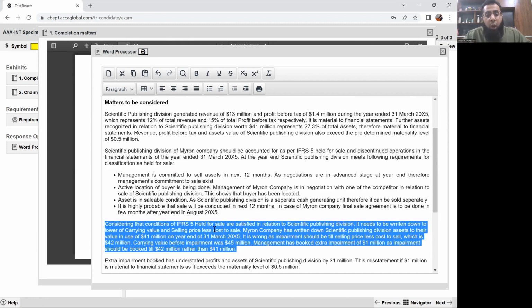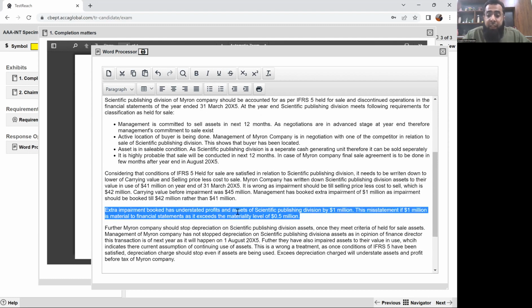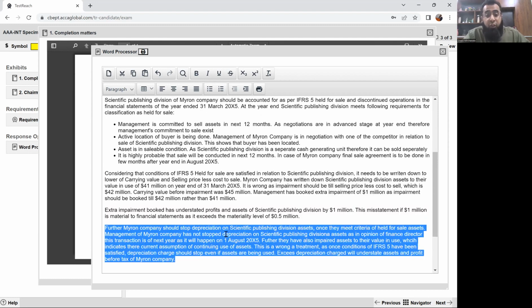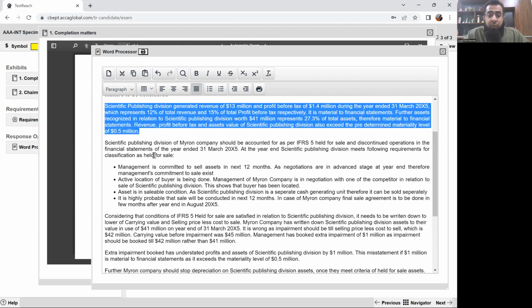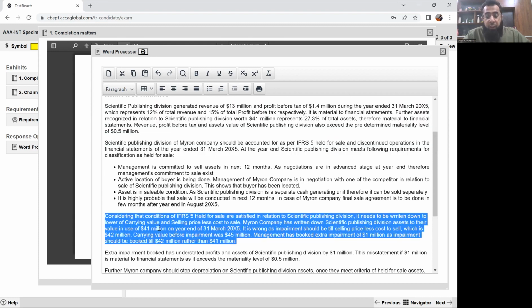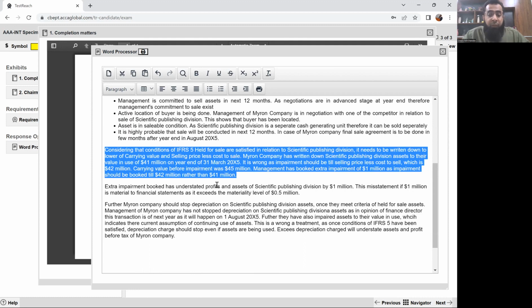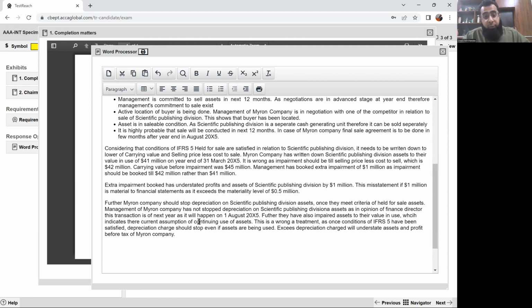Then we commented on the impairment charge. We commented on the heads affected. We commented on depreciation charge. So 1 mark, then 2 marks, then 3rd mark for the impairment, then 4th mark for the impact, 5th mark for depreciation. Now you can also comment on discontinued operations because this scientific publishing division was a separate line of business.